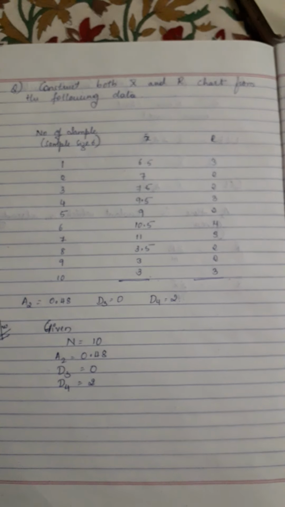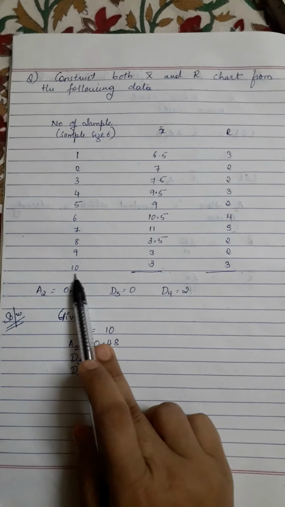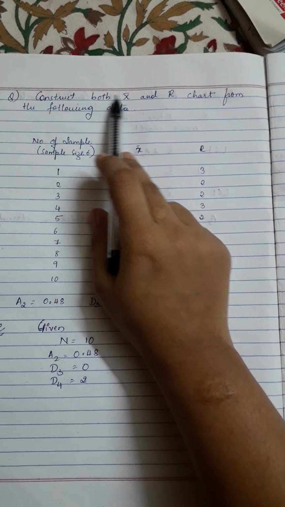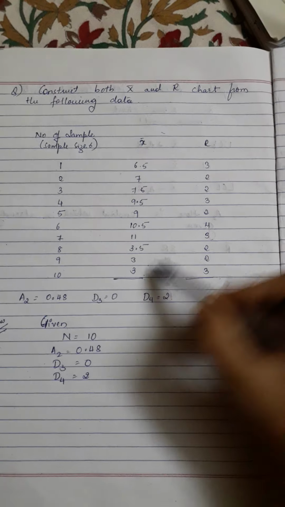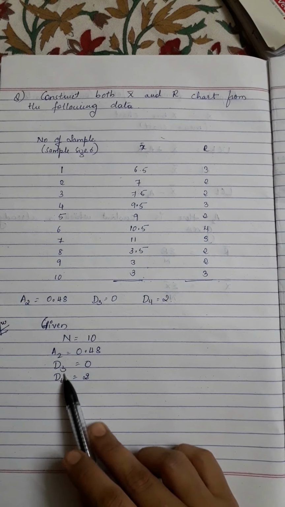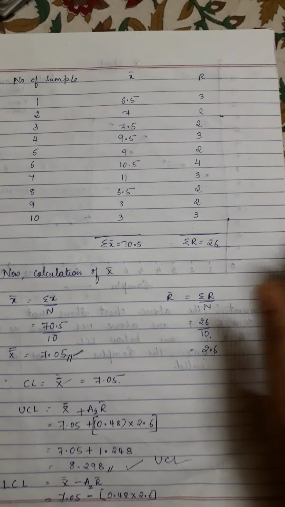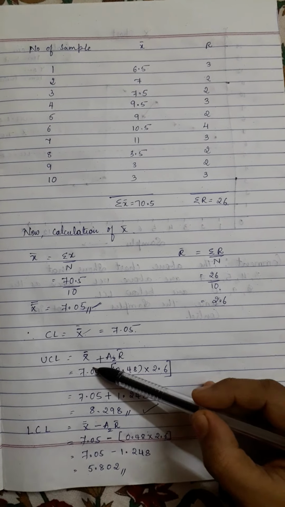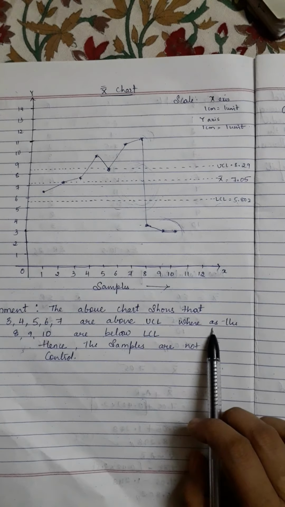Okay, so the last problem we were doing with the X bar chart, we had this problem. As I told you, in the problem we have both the questions, that is construct both X bar and R chart from the following data. As we did the X bar chart, which has A2, D3 and D4, this problem has all these values. This was the calculation for CL, UCL, LCL and all. So this is the X bar chart we have done, and this is the comment we made.